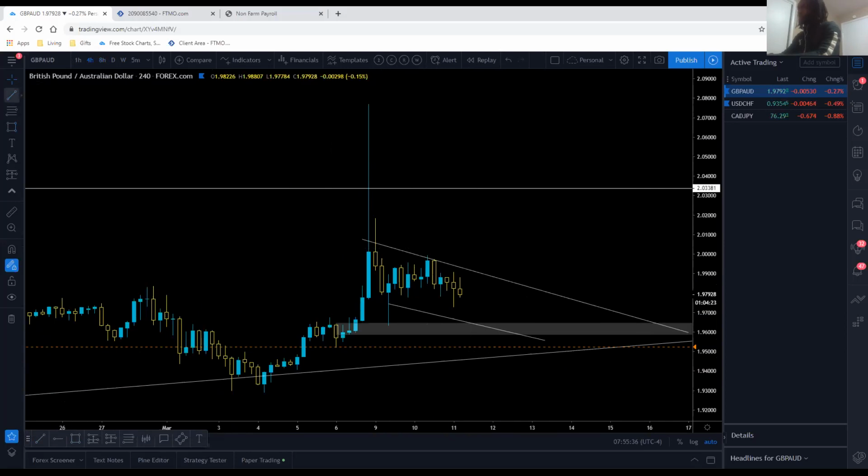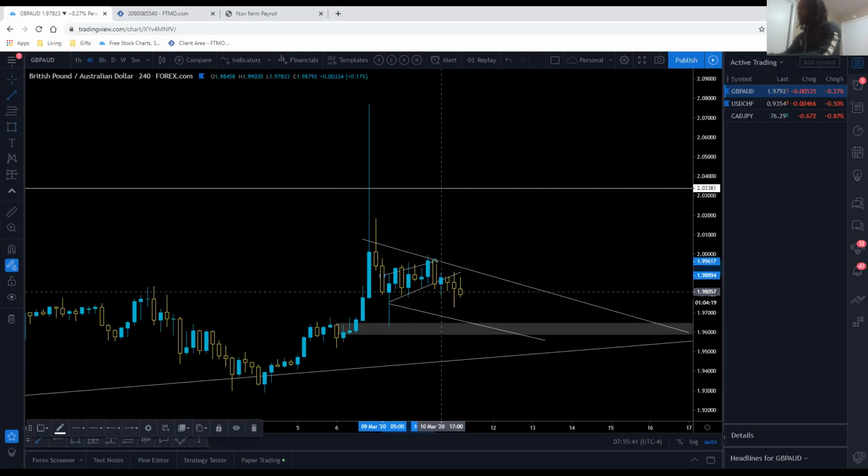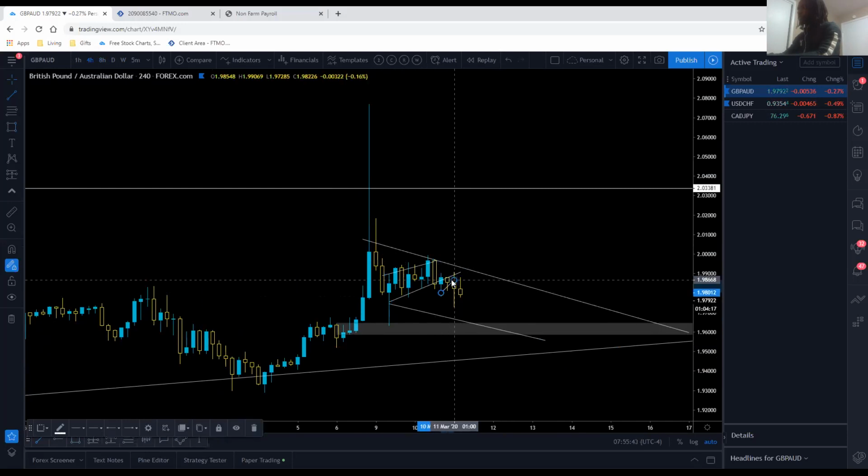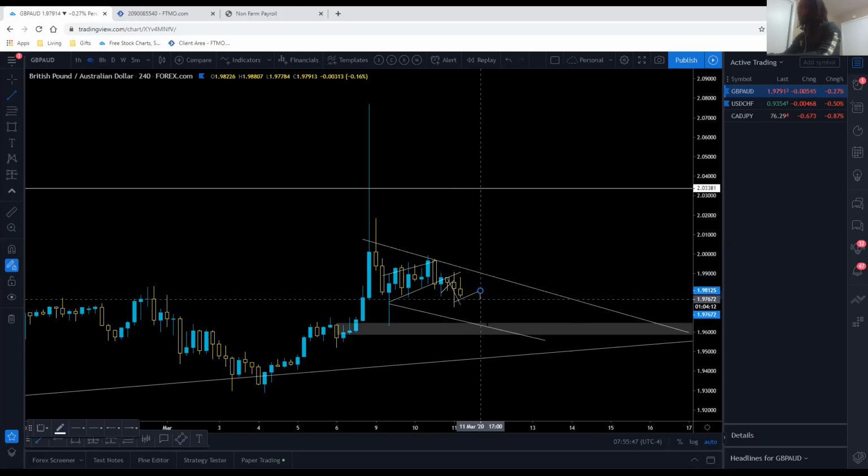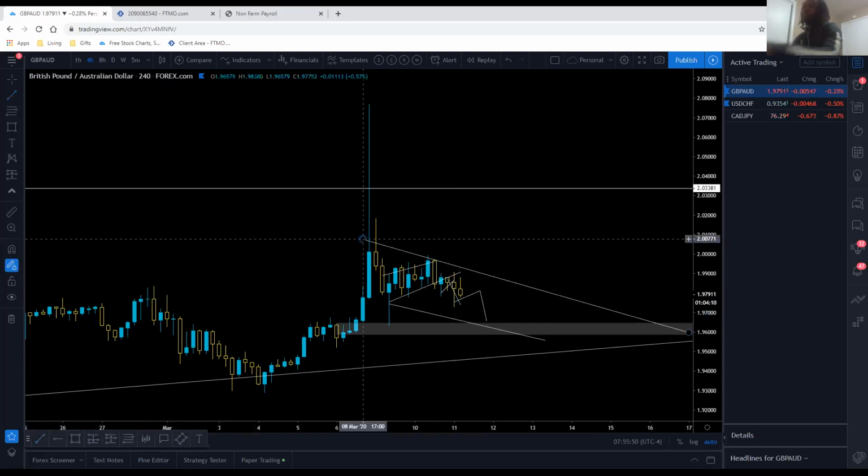All right. So on this 4 hour, I see we have an impulse here, correction here. See this just broke out of that. We got a small correction here. Look for this continuation. Out of this continuation, I'm going to be looking for a correction and then sell it down to the bottom of this channel.